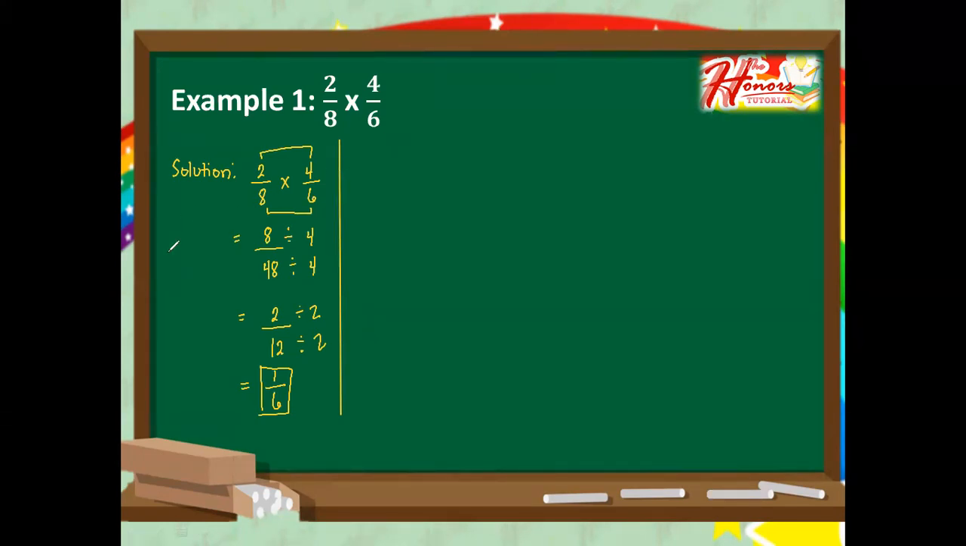So I will be copying the solution here and then copy the given. So it will become 2 over 8 times 4 over 6. And then let's do the cross multiplication. Partners are 2 and 6, and then after that we have here 8 and 4. For 2 and 6, just think of a number that can divide 2 and 6 at the same time without remainder. So that's 2. So 2 divided by 2, that's 1. 6 divided by 2, that's 3.